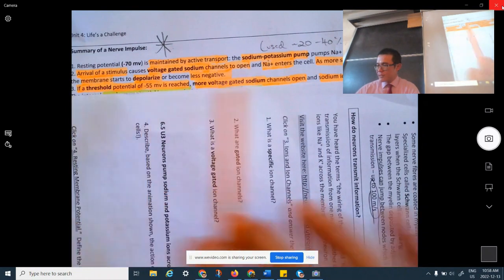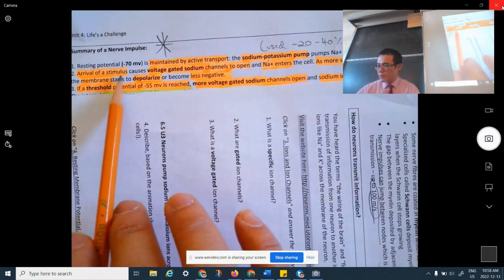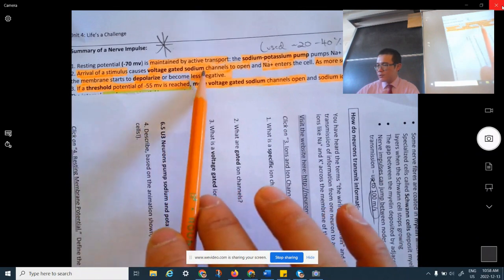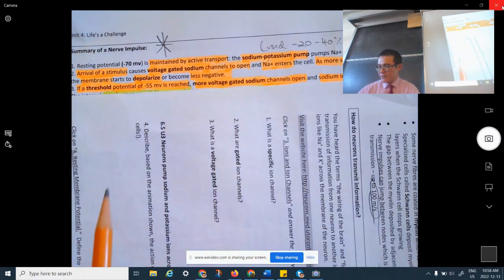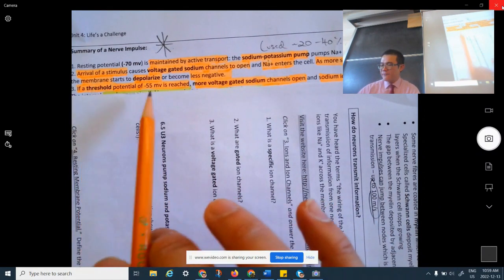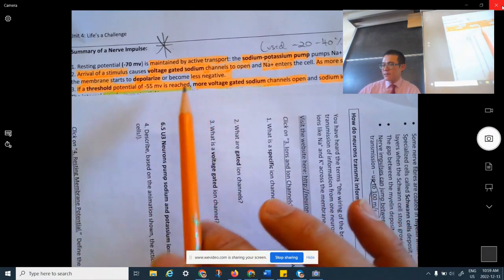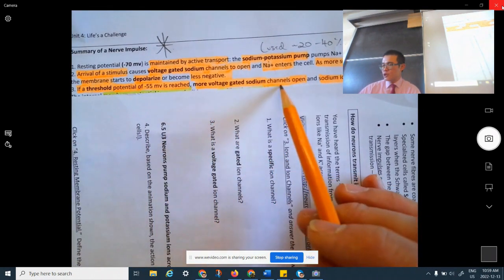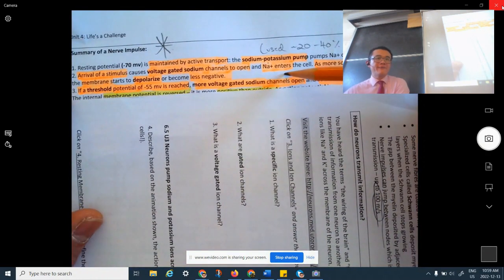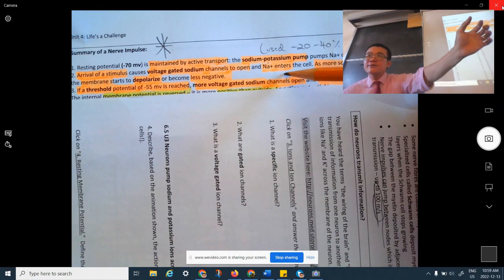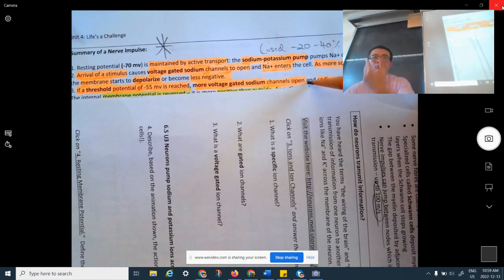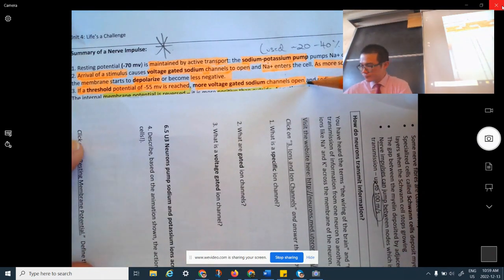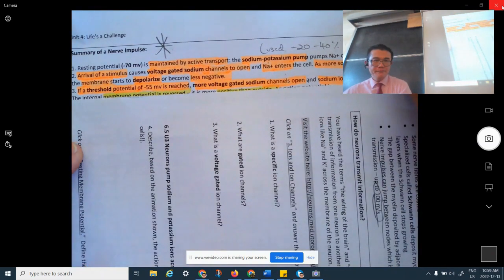So, resting potential and the sodium potassium pump. We talk about the stimulus. The voltage-gated sodium channel opens, sodium comes in, and the cell starts depolarizing, becoming less negative. When you get to minus 55, more voltage-gated sodium channels open. Before it hits minus 55, only some of those channels will open. Once you pass minus 55, much more of them open.